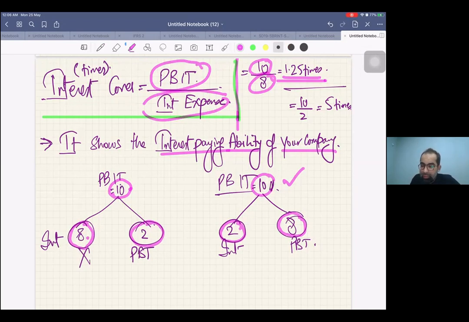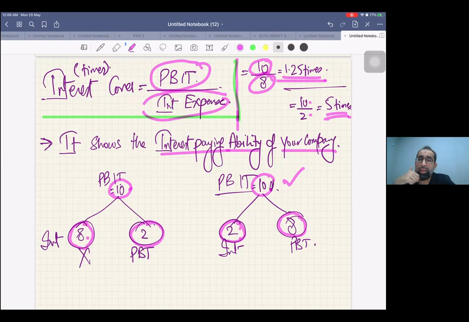And the second company: 10 is PBIT and 2 is the interest. So 10 upon 2, the answer is 5 times. Now, what is the interpretation? The first company has only the ability to pay 1.25 times of current interest. But the second company is so powerful that it can pay 5 times such interest. See, 2 multiplied by 5 is 10. So the second company is better, and in short, higher interest cover is better.